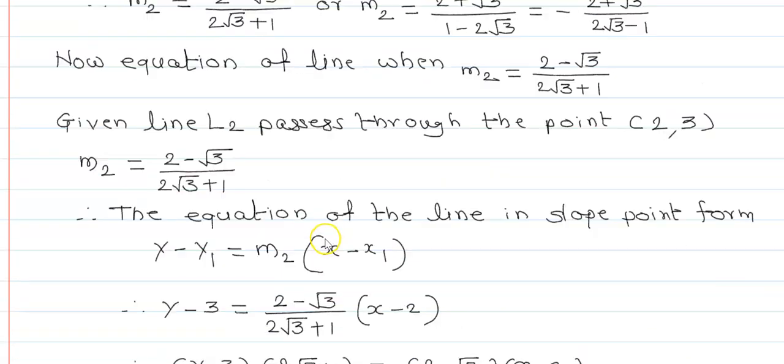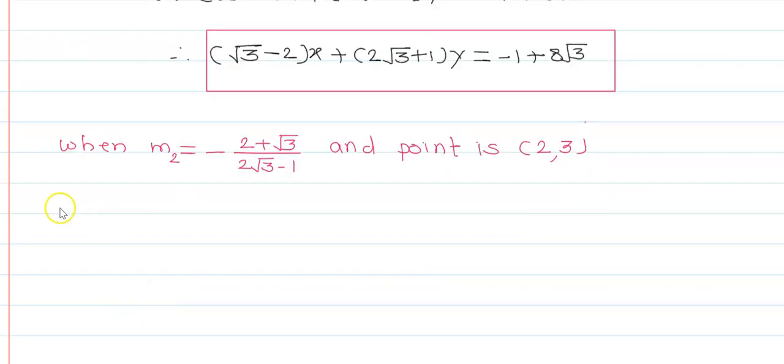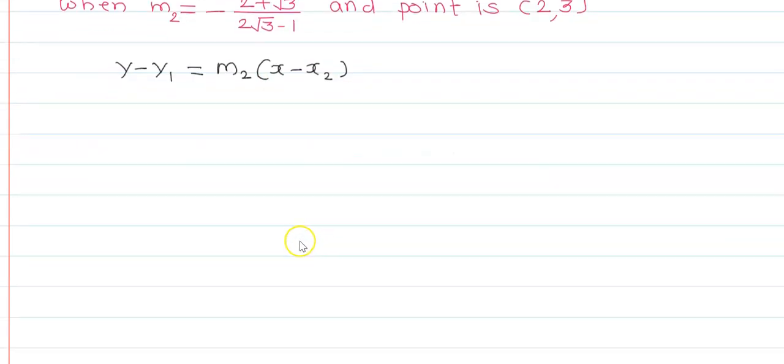Now when the slope is minus 2 plus root 3 upon 2 root 3 minus 1. Now the equation of line with the slope m2 is equals to minus 2 plus root 3 upon 2 root 3 minus 1, and the point is 2, 3. That's y minus y1 is equals to m2 in bracket x minus x2. Now substitute the values.